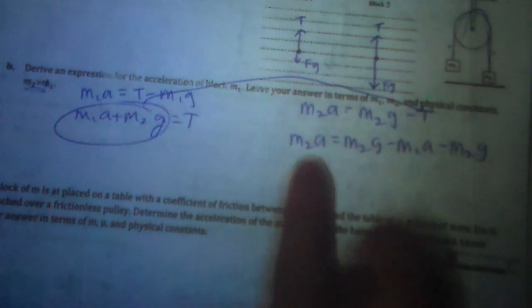Get your A's all together. This one's a 1. My bad. This was M1. M1g. And then now we pull out our A. Divide the M1 plus M2 over. And that's your acceleration.